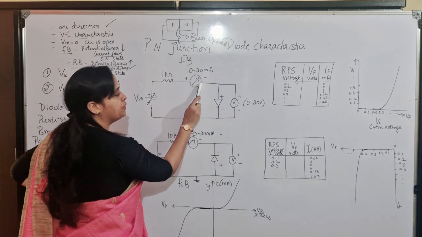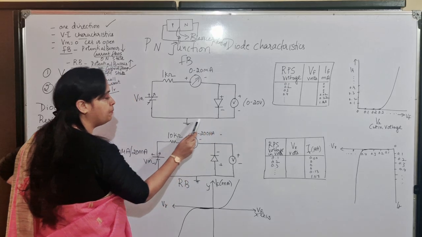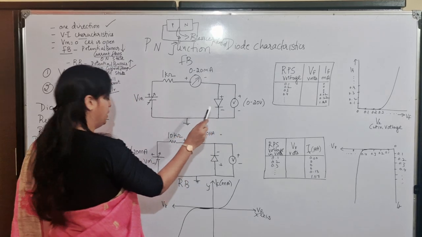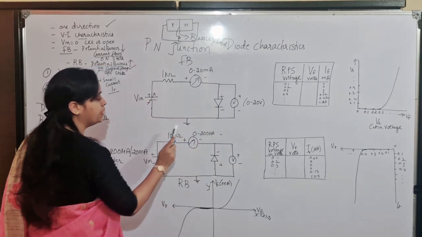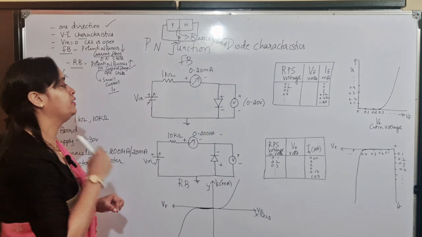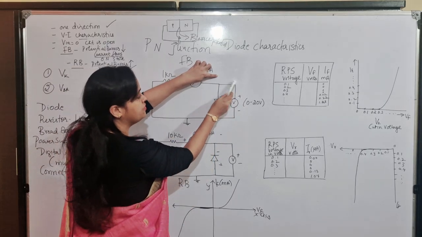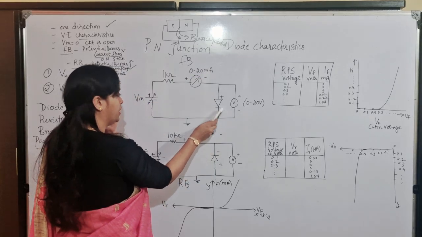and the negative of ammeter is connected to positive of diode, and negative of diode should be connected to the negative of power supply. At the same time, the negative of the diode should also be connected to the ground point. Connect one voltmeter across the diode, that is positive is connected to positive of the diode, negative of the voltmeter is connected to the negative of diode.